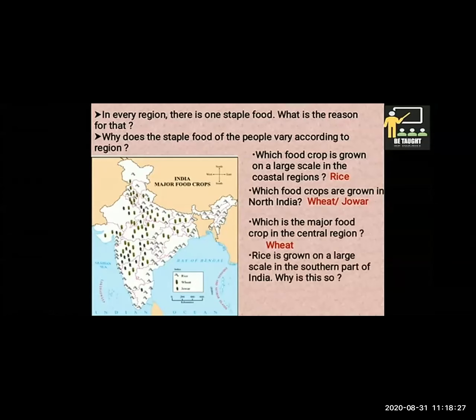Rice is grown on a large scale in the southern part of India. Why is this so? Yes, because of hot, humid climate and heavy rainfall, rice is grown on a large scale in the southern part of India.